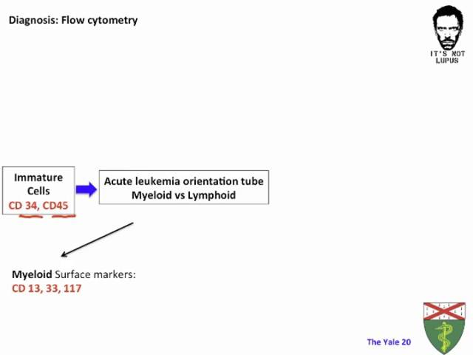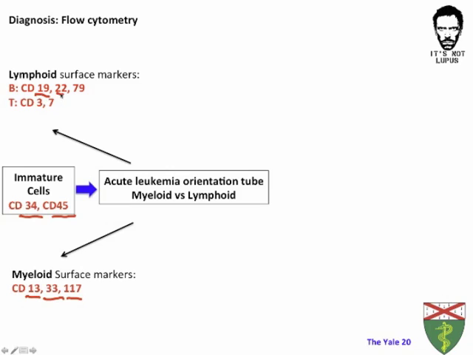Classically, myeloid markers are CD13, CD33, and CD117. Lymphoid surface markers depend on whether it's B or T cells. B cell markers are always the higher numbers. It's kind of how I remember it. 19, 22, 79. And T cells are lower numbers. Classic pan T cell markers are CD3 and CD7. Okay, and you can further obviously differentiate into CD4 and CD8 for helper and killer cells. Okay, so that tells you whether it's lymphoid or myeloid.